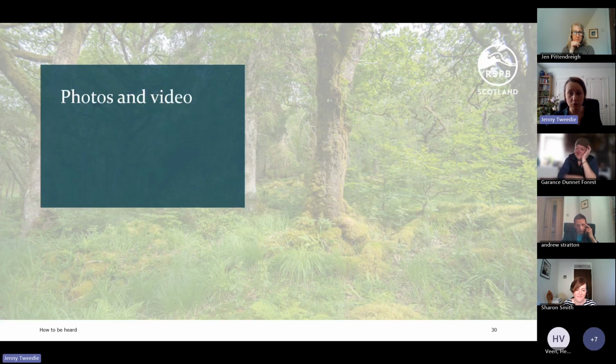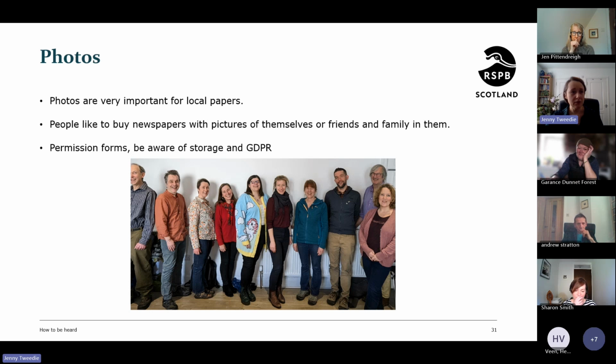So, a quick thing about photos and videos. This is actually the ASR steering group, as it was last year. It just shows almost anything can be a photo that you can use. This is actually on our website, and it's quite just an office picture. But if you're out and about doing community projects, you will have opportunities to take amazing photos. And they're very, very important for things like local papers.